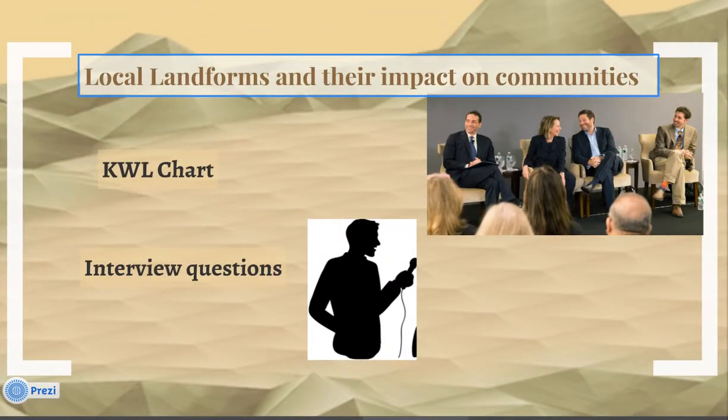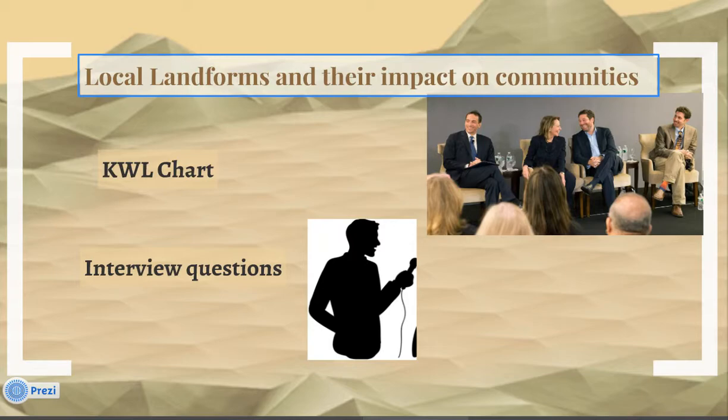And then lastly, we're going to be doing session 9 that talks about local landforms and their impact on communities. We're going to have a KWL chart, because we're actually going to invite a panel of local experts, and the students are going to write interview questions for the panel. The KWL chart is going to be useful because they're going to start filling out what they already know about how landforms and landform resources impact their community or communities, and then they're going to write in the W column their questions, and this column is going to help them generate the interview questions.